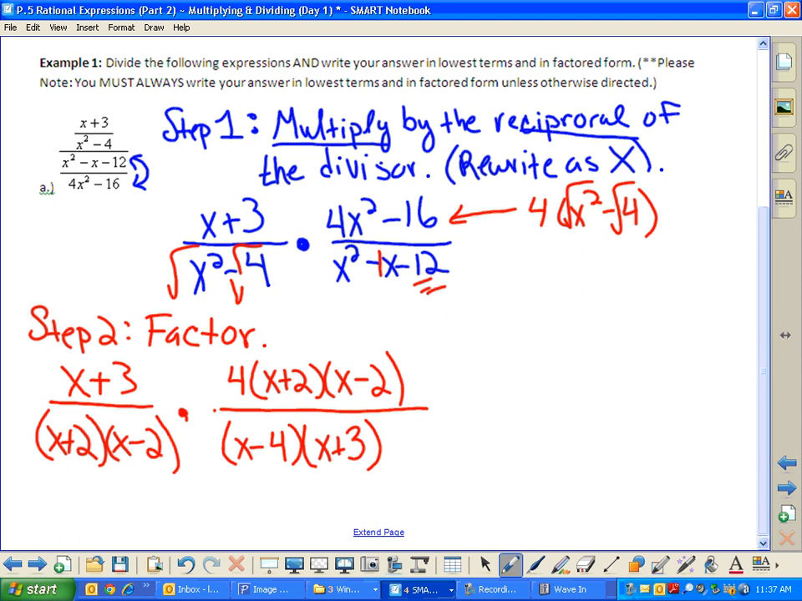Okay, next. The next thing I want to do with you is step 3. We cancel or reduce out factors of 1. So that's our next step. So step 3, we cancel factors of 1.